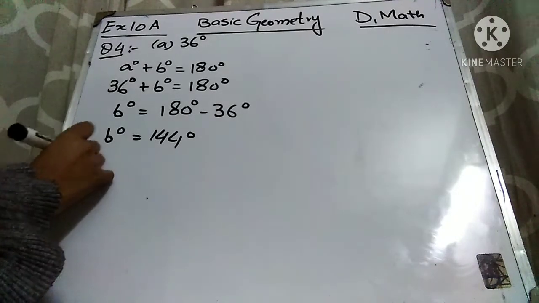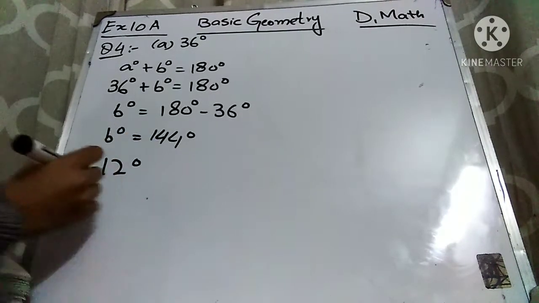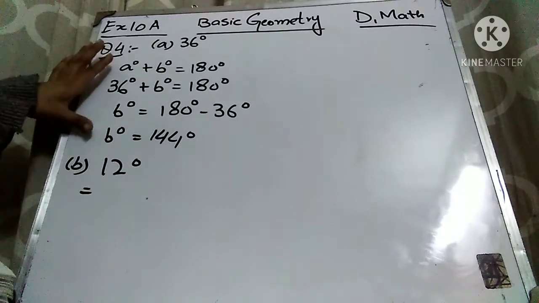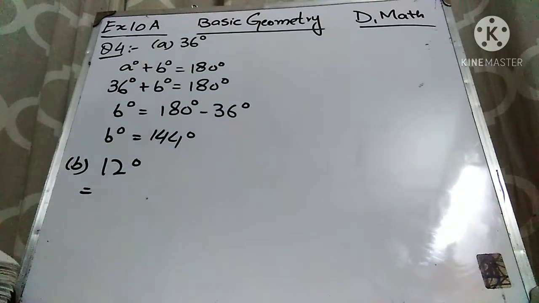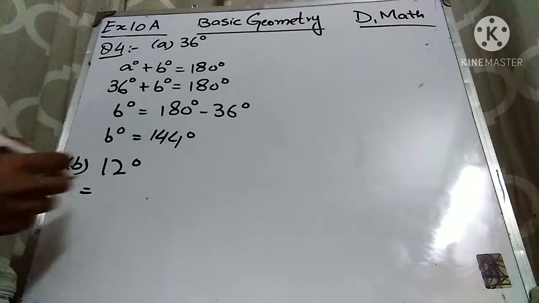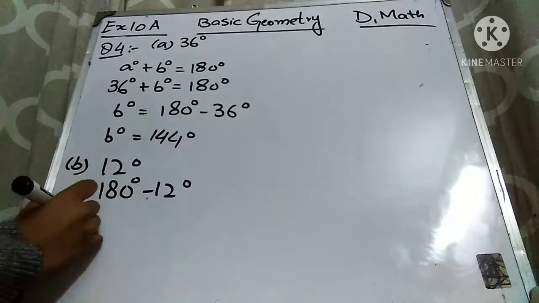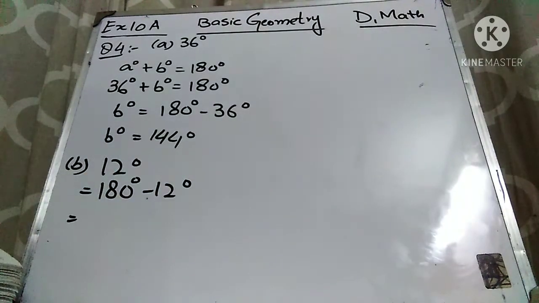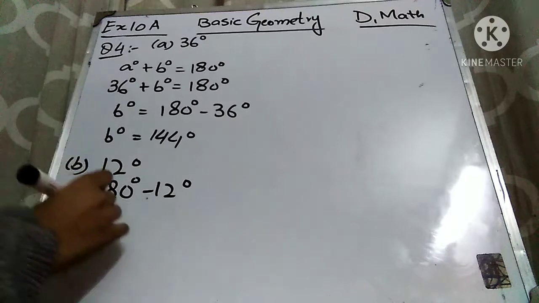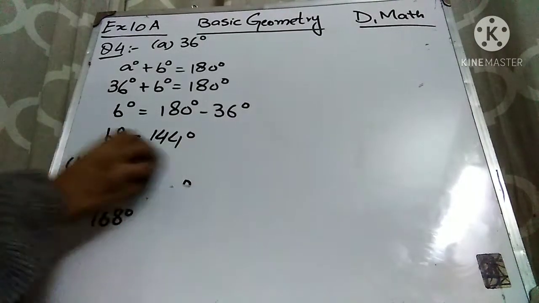Now let's come to B part. B part is 12 degrees. Now we'll do it directly. How would you do it directly? You will just subtract this angle from 180 to get the other angle. So if I'm subtracting 12 degrees from 180 degrees, I will get 168 degrees. So 168 degrees is the second angle.